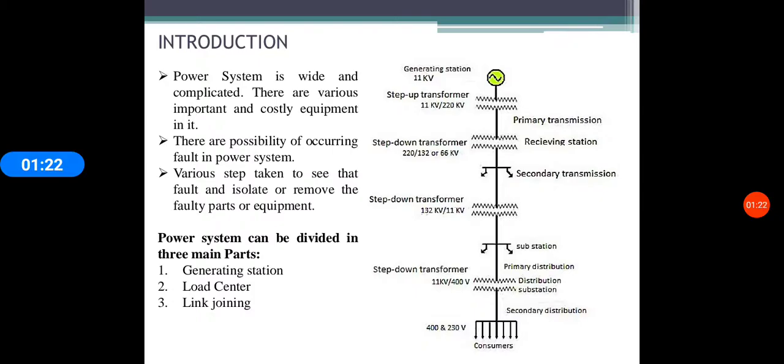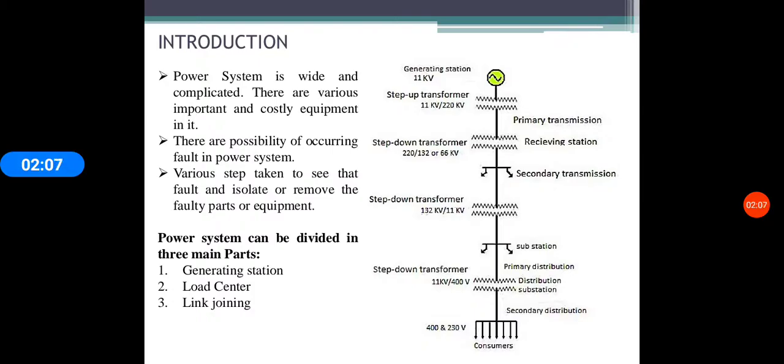So basically the power system can be divided into three main parts. You can see the figure. Basically there are three main parts: generating stations, which generate 11 kV power; then load centers, with different stages to step up and step down the transformers; and the link joining these two load centers, which is called the link.